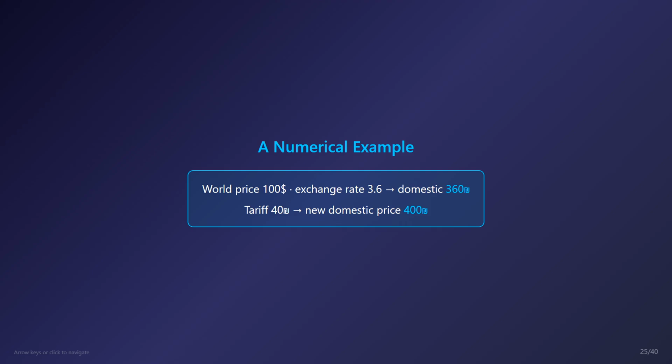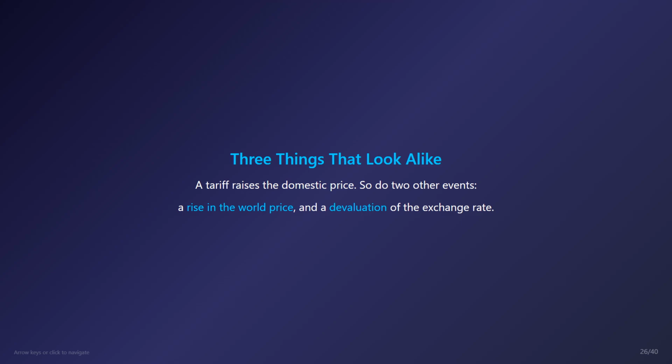Let's put numbers on it. The world price is $100, the exchange rate 3.6, so the domestic price is 360 shekels. Add a tariff of 40 shekels, and the new domestic price is 400 shekels. Now here's a lovely insight. A tariff raises the domestic price.